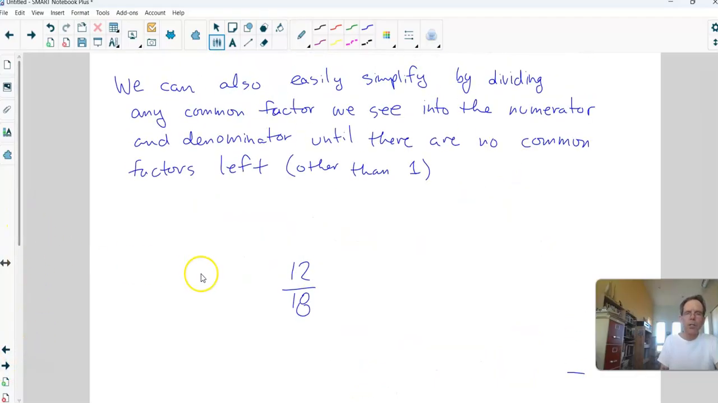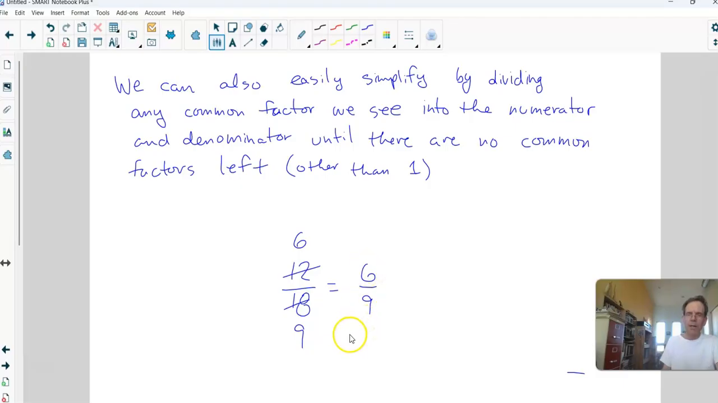Okay, let's do another one. This is the same one, but I'm going to do it in a slightly different way. This is a notational thing. Instead of writing the prime factorizations, I'm going to think about what divides into the numerator and denominator together. So certainly they're both even here. So let's divide 2 into the numerator. That's 6. 2 into the denominator. That leaves 9. So now we're down to 6/9.